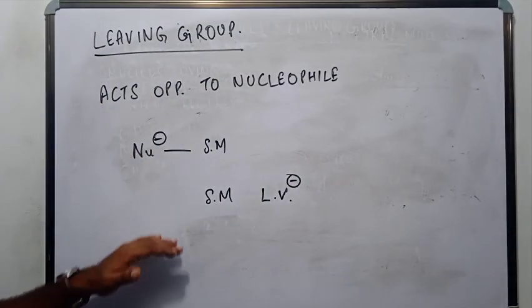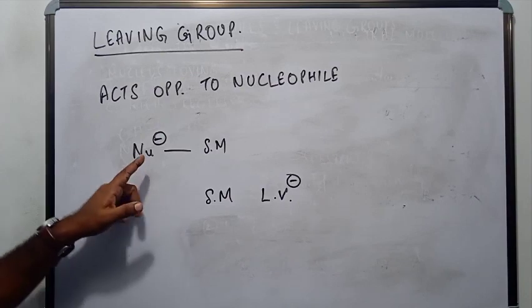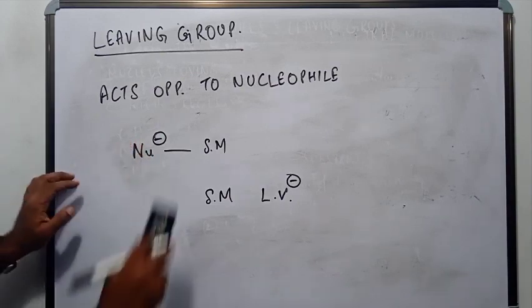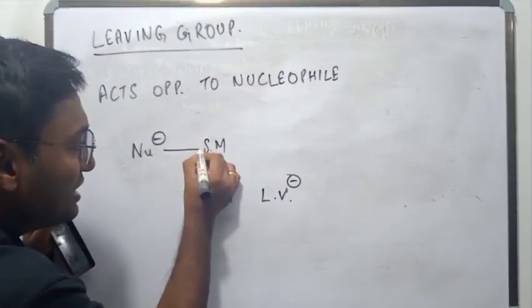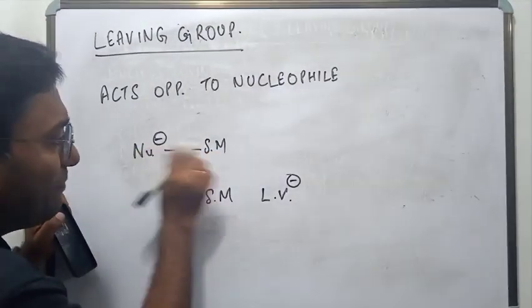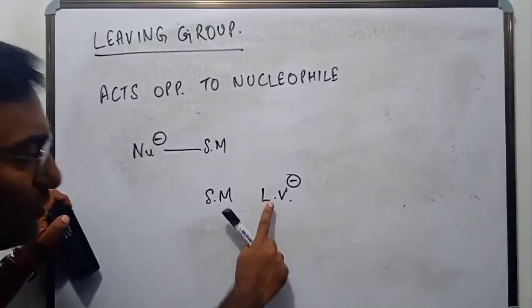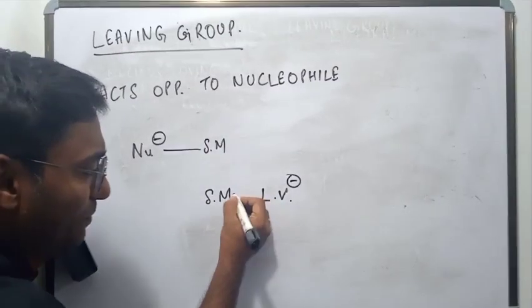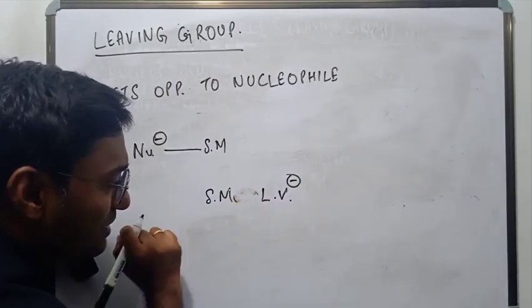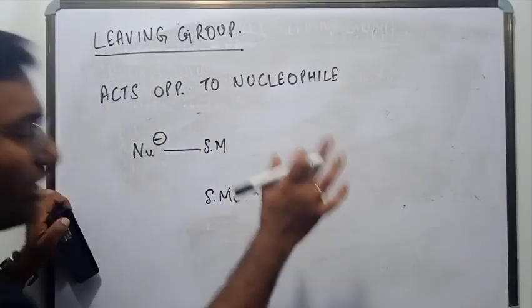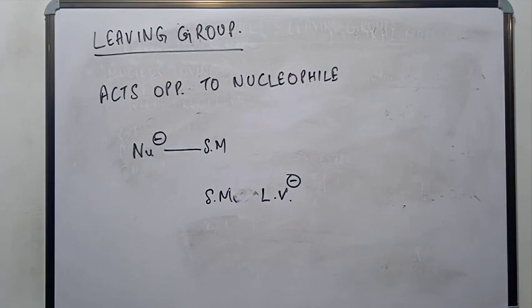So they act oppositely, correct? The nucleophile makes a bond with the substrate molecule by donating a pair of electrons, while the leaving group breaks the bond. There was a bond here. It breaks the bond with the substrate molecule by withdrawing a pair of electrons. So that is a leaving group, and that is the difference between a leaving group and a nucleophile also.